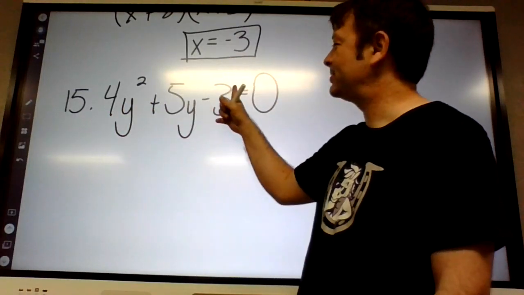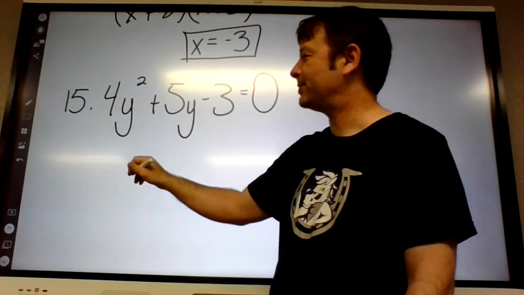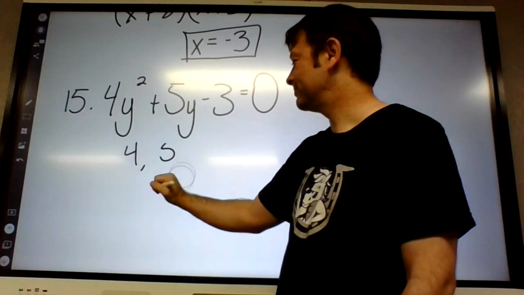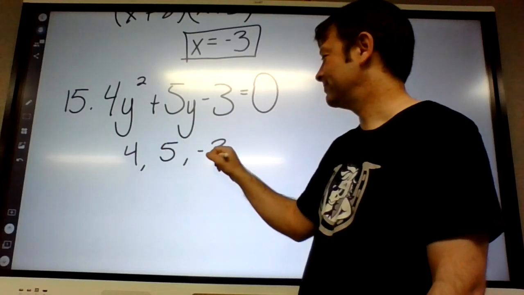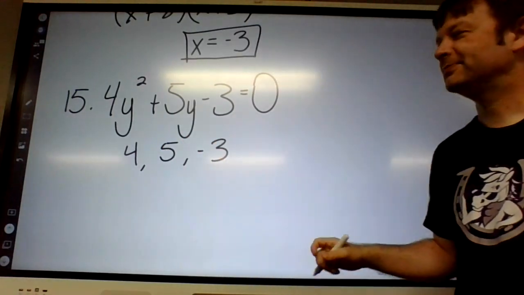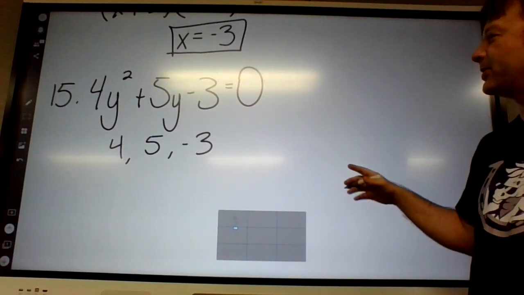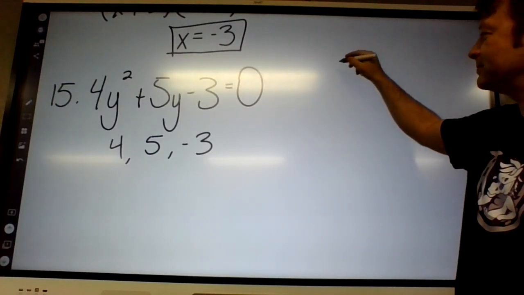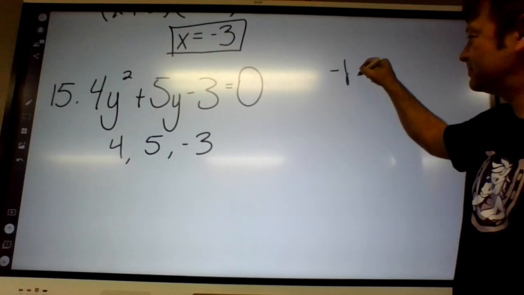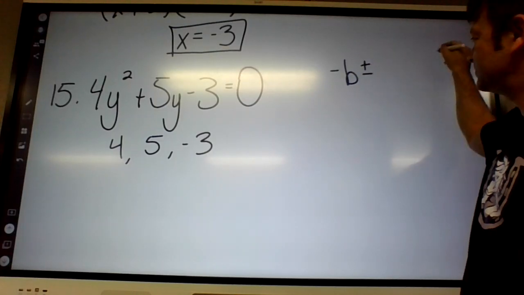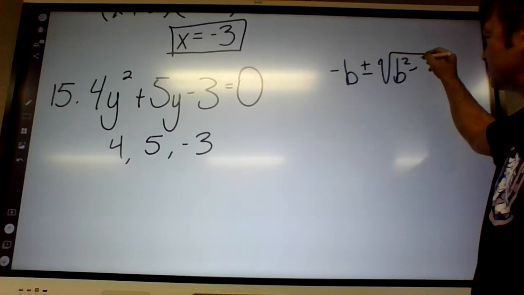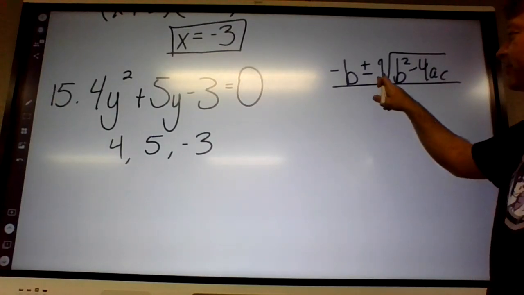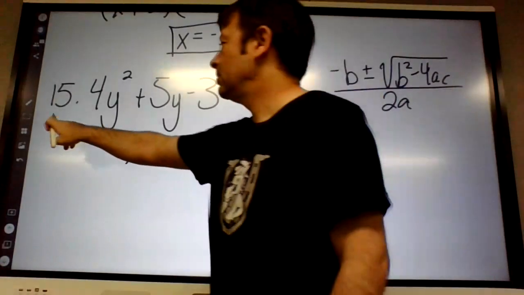Anyways, what's my A, B, and C? 4, 5, and -3. Okay, so you guys, really quick, what's the formula? Negative B plus or minus the square root of B squared minus 4AC, all over 2A. All right, because that will be like number 1 on the test, by the way. This is the formula.